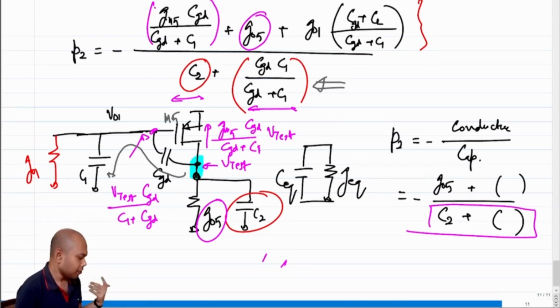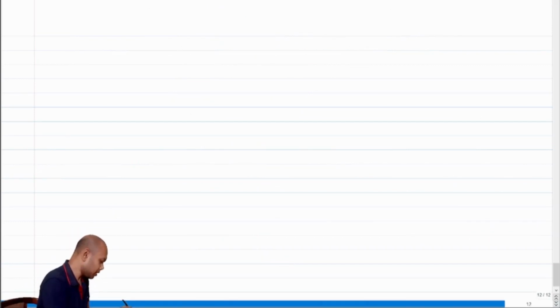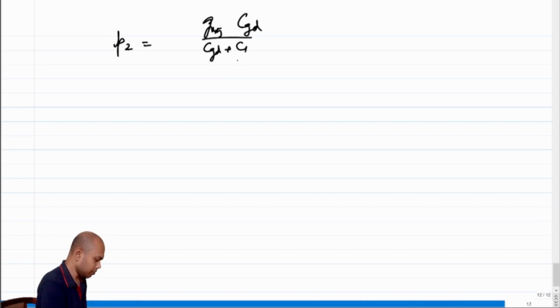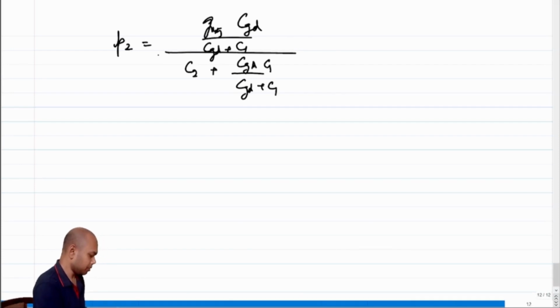Okay, so now if we assume that the dominant terms are Gm5, and the dominant terms of C2 and CGD, C1 plus CGD, all these things, then what does P2 become? P2 becomes Gm5 CGD by CGD plus C1, that is the conductance, and in the capacitance I get C2 plus the series combination of CGD and C1. This is great. This is P2.